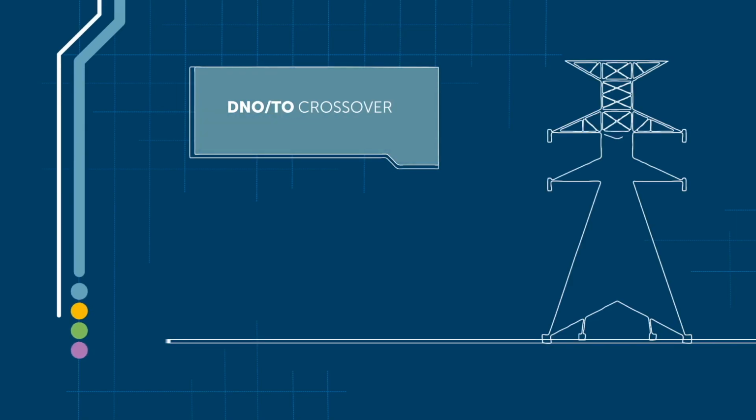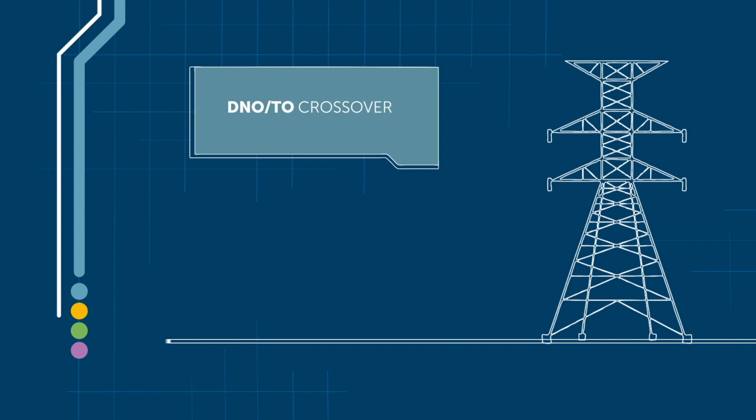This video clarifies the options open to customers wishing to connect their sites to the electricity network in the UK. It explains the crossover from DNOs, distribution network operators, via the ESO, electricity system operator, to the TOs, transmission operators.